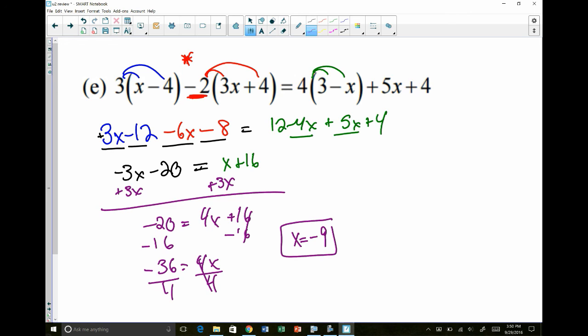How could I check it? I can plug it in. Plugging it in will tell me whether or not this is actually a solution. And it should be because we just used the distributive property, the commutative and associative properties, and the properties of equality, and I didn't change the solution. The first three, commutative, associative, and distributive properties, give me equivalent expressions, so I'm not changing what's really on both sides of the equation. And then our two properties of equality say I can add or subtract the same thing from both sides without changing the solution, or I can multiply and divide the same thing from both sides without changing the solution.